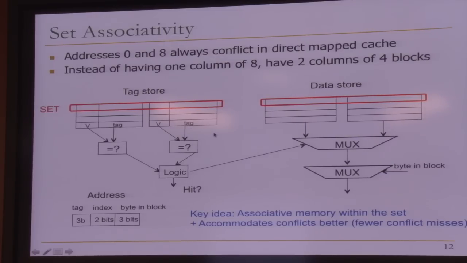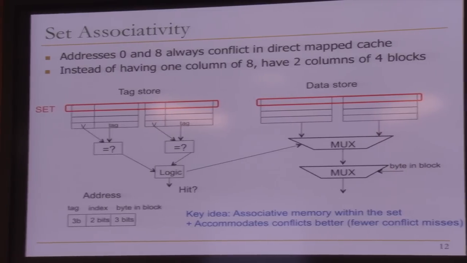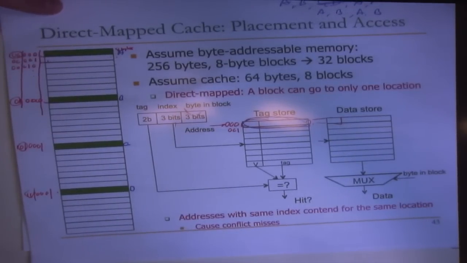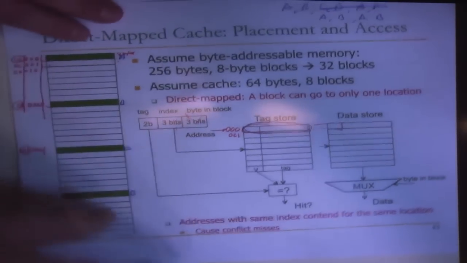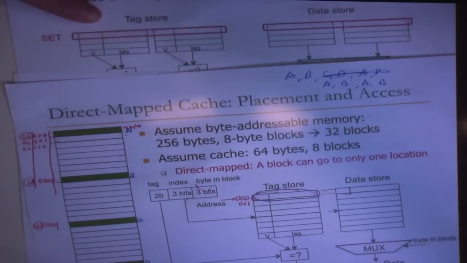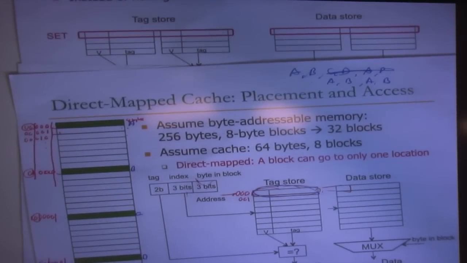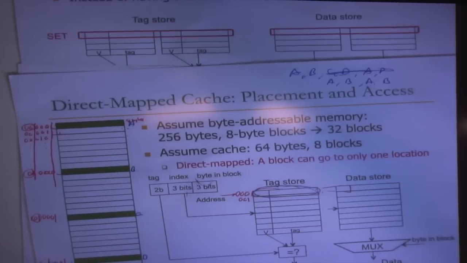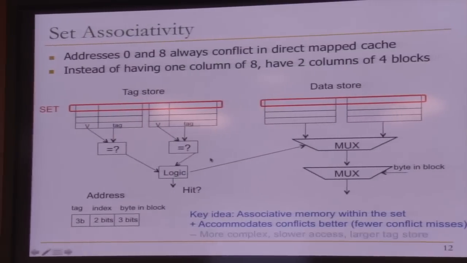Okay? So the upside is now it accommodates conflicts better. If you're accessing A and B, which still share the same index, actually, even though your index bits have become 2 bits over here, these still share the same index. If you're keeping on accessing A and B, now A can go here and B can go here, and they both can coexist in the cache. And you get 100% cache hit rate once your cache is warmed up. Warmed up meaning once both blocks are actually inserted into the cache, right? Make sense? OK.